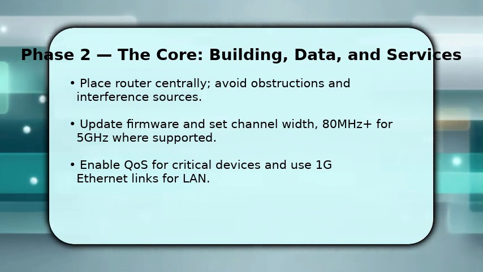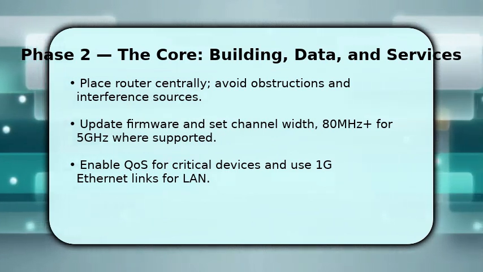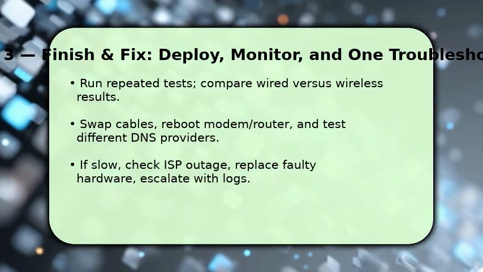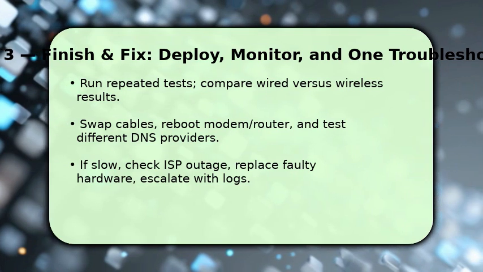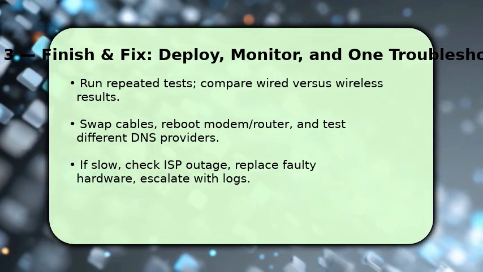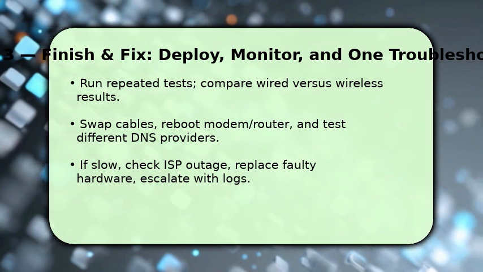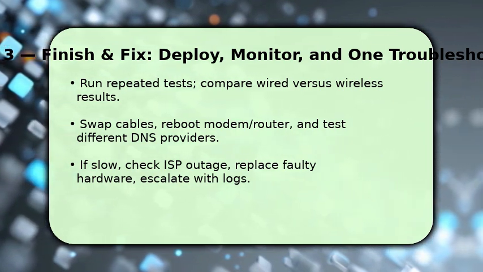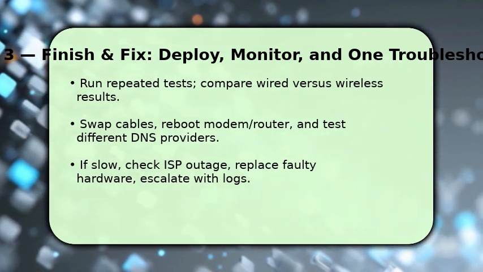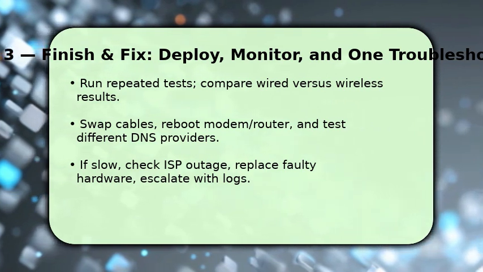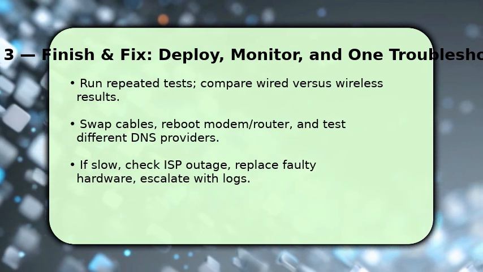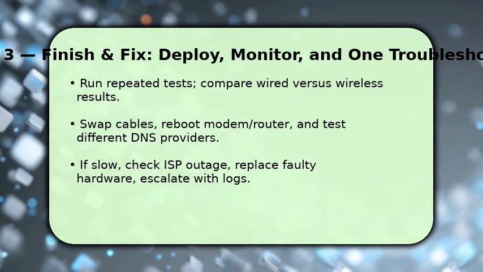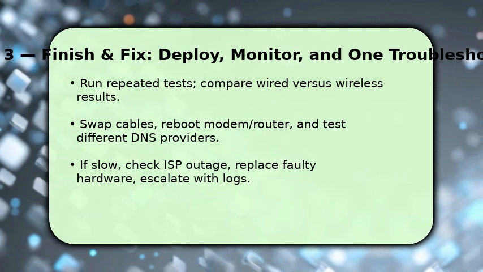You finish by fine-tuning and preparing for common failures. Run multiple speed tests, wired versus wireless, to isolate where limits appear, and log results for comparison. If numbers lag, swap Ethernet cables and reboot modem and router. Simple resets often clear faults. Try alternative DNS providers to improve lookup times, and if throughput remains low, check for ISP outages or throttling.